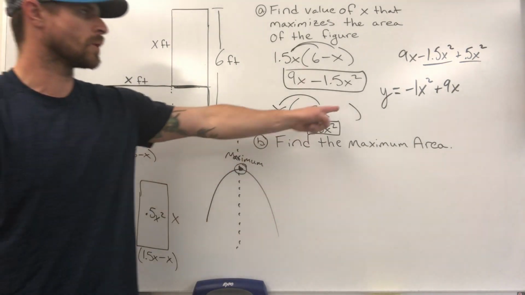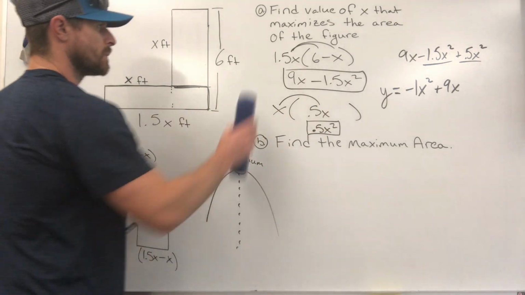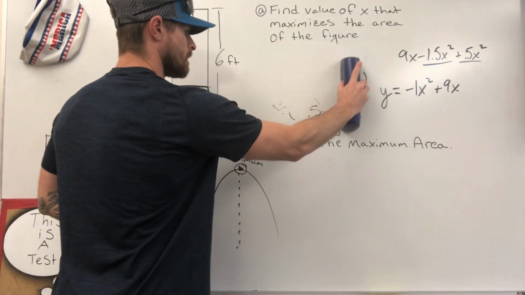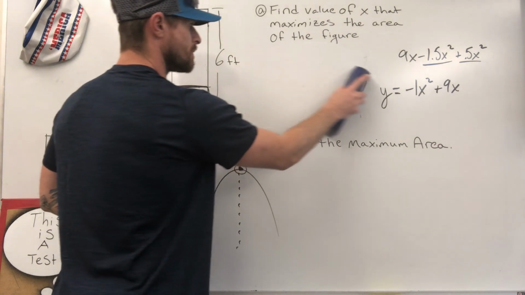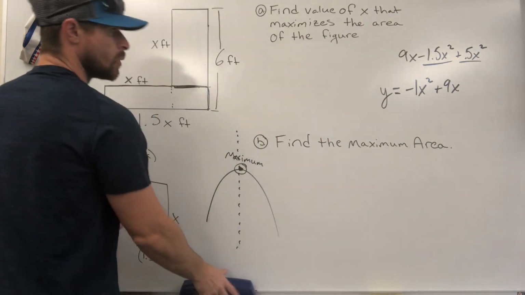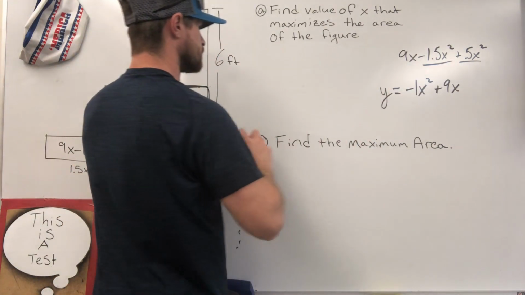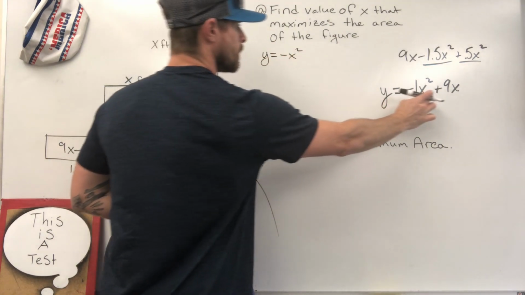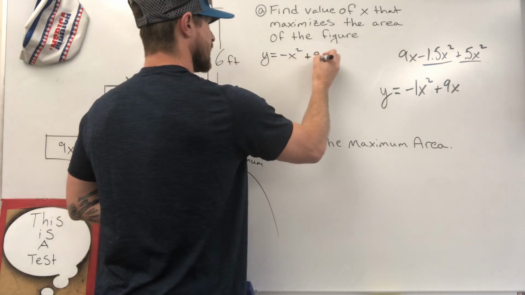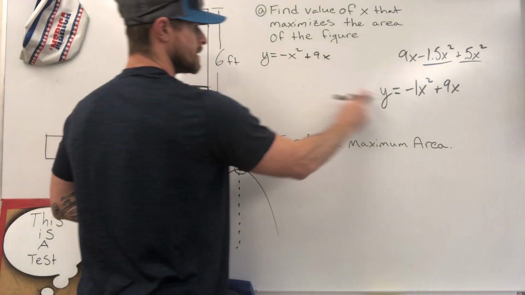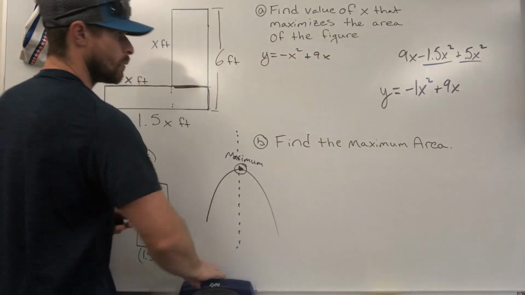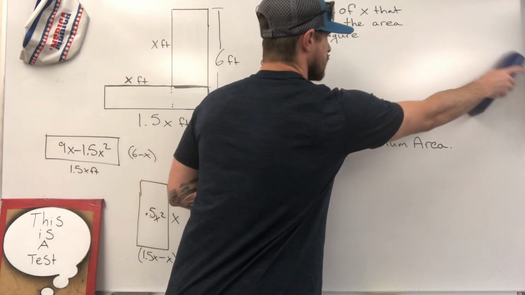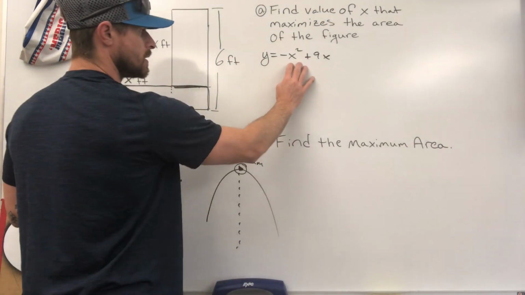Okay, so what we're going to do here is I'm just going to erase this information real quick, so we have a little bit of space to finish this first question. We're going to take this quadratic, y equals negative x squared plus 9x. The only difference in this is I removed the 1. We don't need to show that 1. So here's the quadratic we're dealing with.